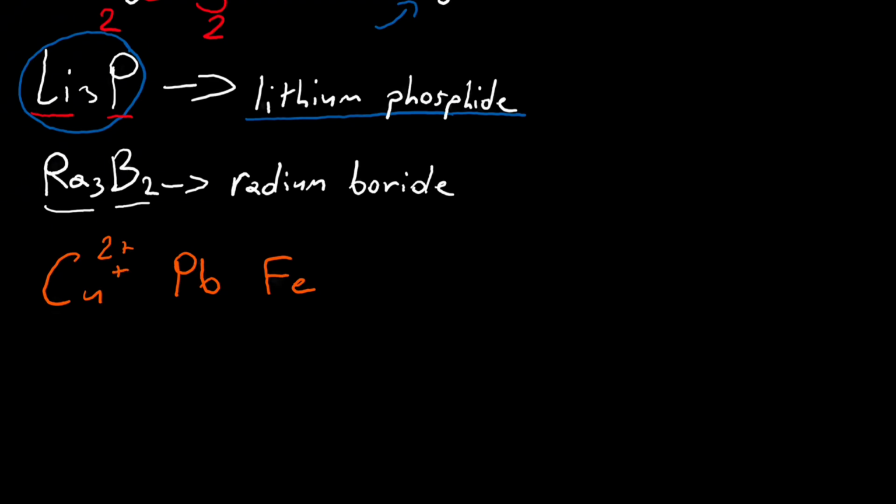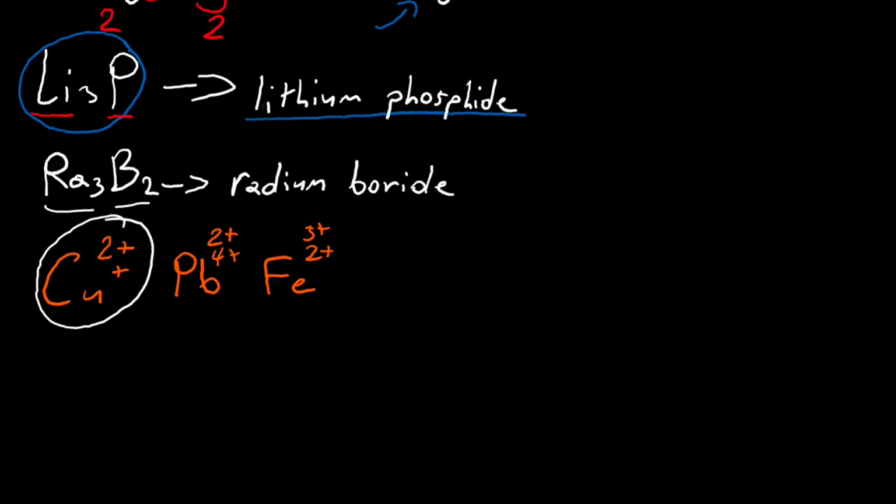Copper has a positive 2 and a positive 1 charge. Lead has a positive 2 and a positive 4 charge, and iron has a positive 3 and a positive 2 charge. That being said, there are a few different rules for ionic compounds with these multivalent metals. Let's use copper for a few examples.